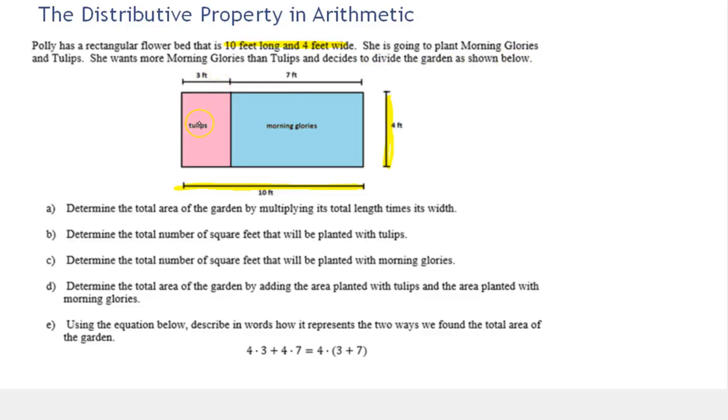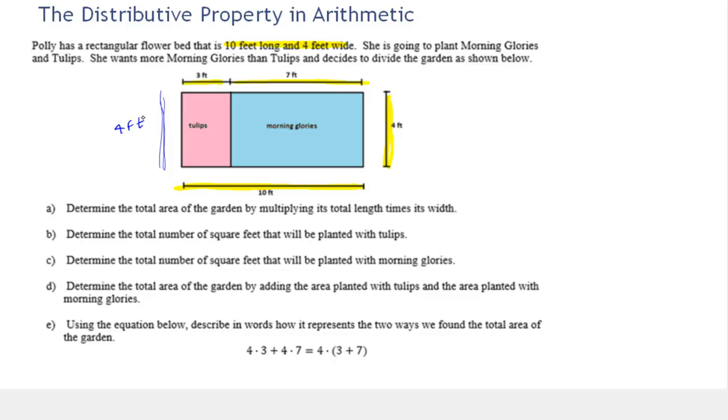So notice above, this area right here, which is in pink, is the tulips. That is 3 feet on this side and 7 feet for the morning glories. And notice this side right here is equivalent to this side, so it's also 4 feet.